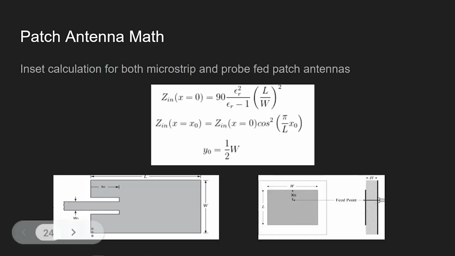Now that we know the width, we just need to calculate the inset. This is the same for both microstrip and probe fed antennas. This is a spot where impedance is 50 ohms so that it will match the transmission line, which is also 50 ohms.